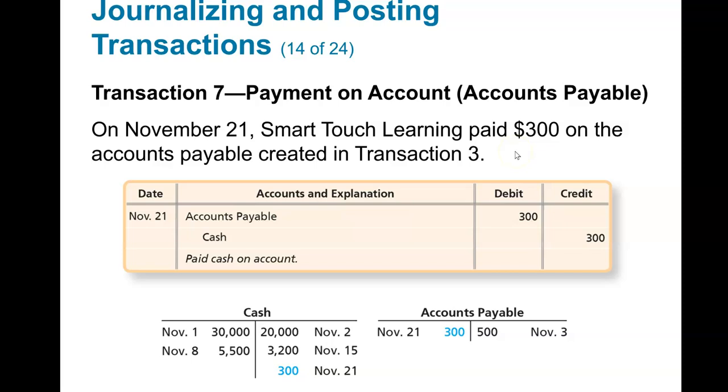So what's being affected? Accounts payable is being affected and cash is being affected. Accounts payable is a liability. That balance in that liability account will go down when I debit it. It's going to go down by the amount I'm paying the office supply company, $300. Cash will also go down because that's what I'm paying my debt off with, $300 credit.